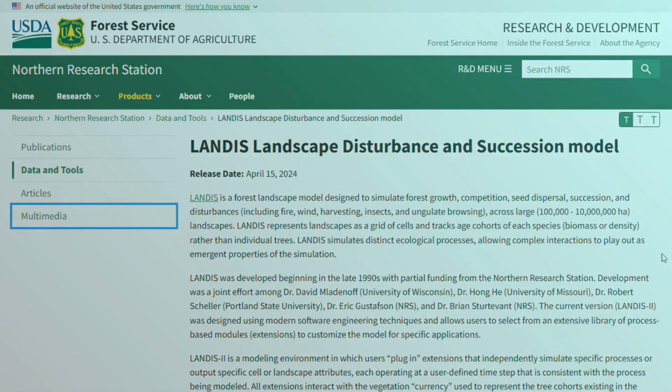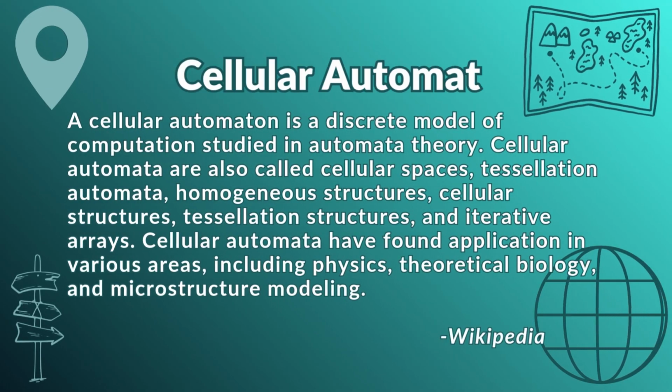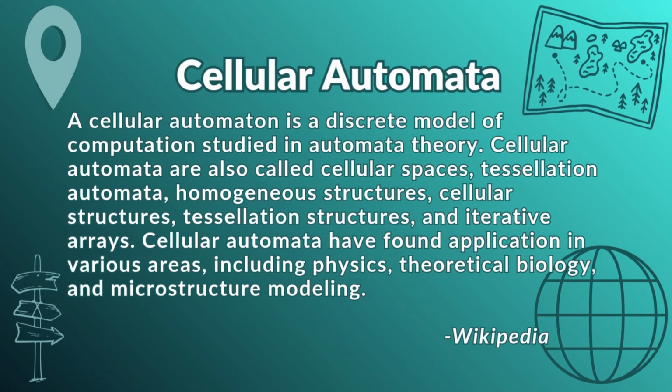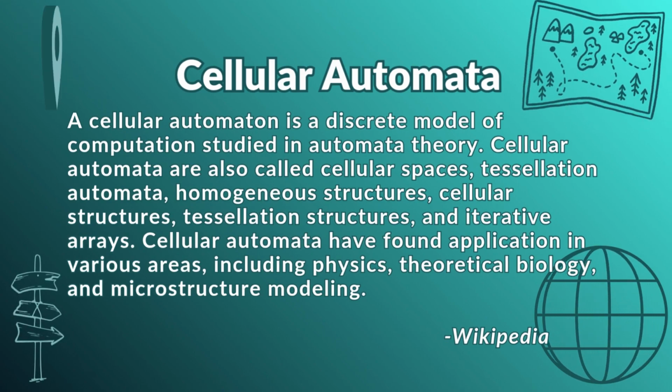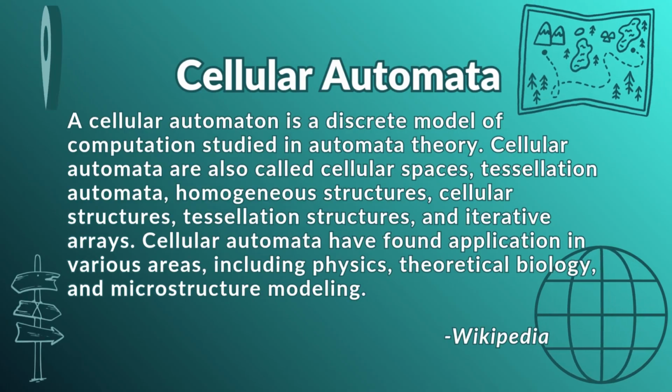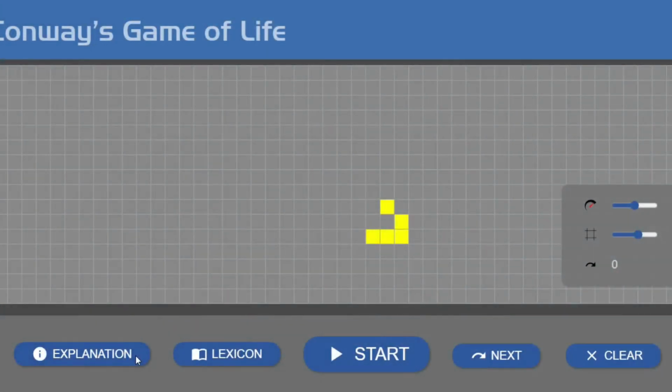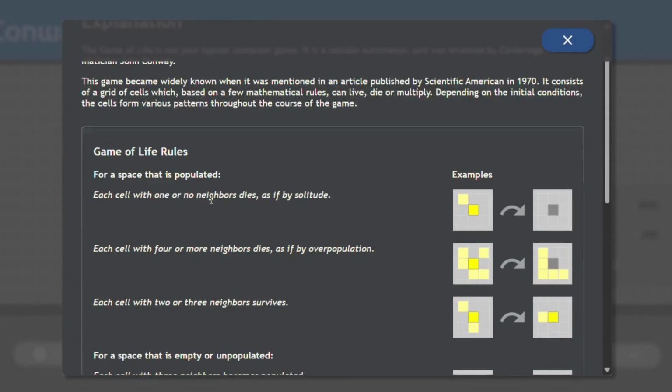Exactly. The sources also list cellular automata as a spatio-temporal type. This is fascinating. It's basically a grid of cells where the state of each cell evolves step by step based entirely on the condition of the cells immediately touching it. Conway's Game of Life is the most famous example of this. Right, I've played around with that.